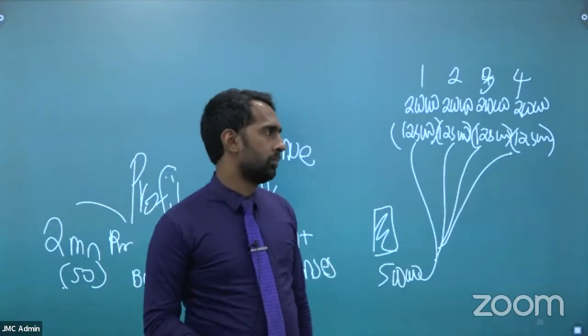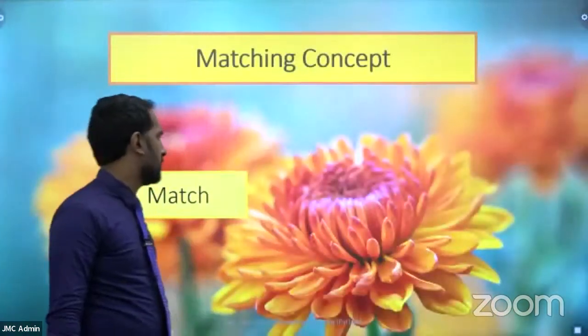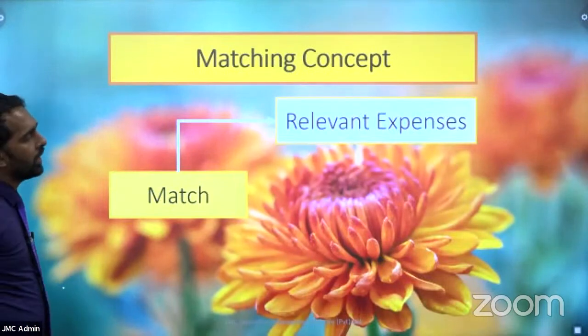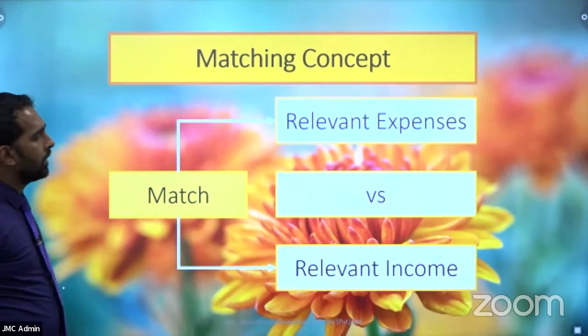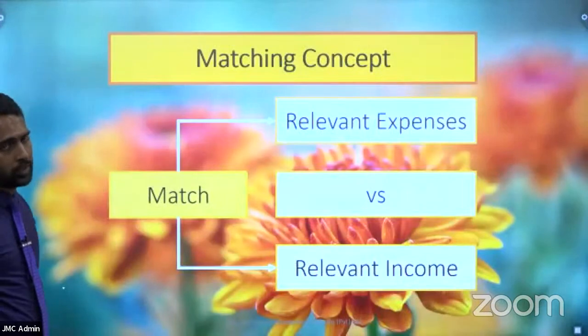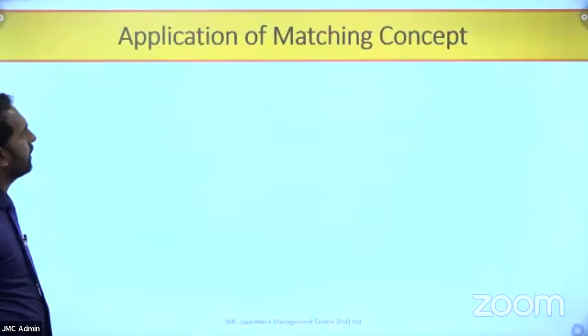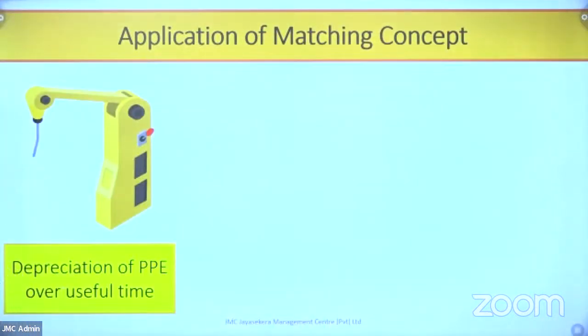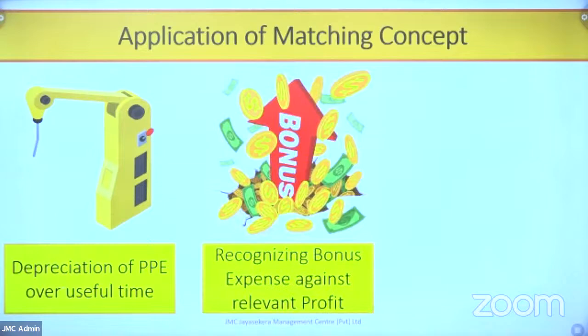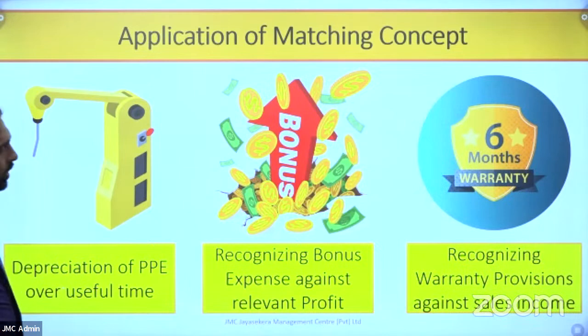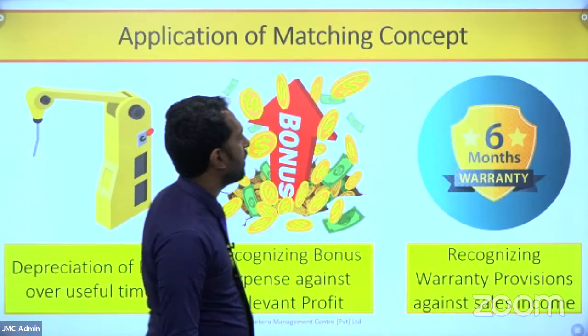Right, you have to match. We'll see the matching concept. Match the relevant expenses to relevant income. Application: depreciation of PPE, property, plant and equipment, over the useful life. Recognizing the bonus expenses against the relevant profit. Recognizing the warranty provisions against the sales income.